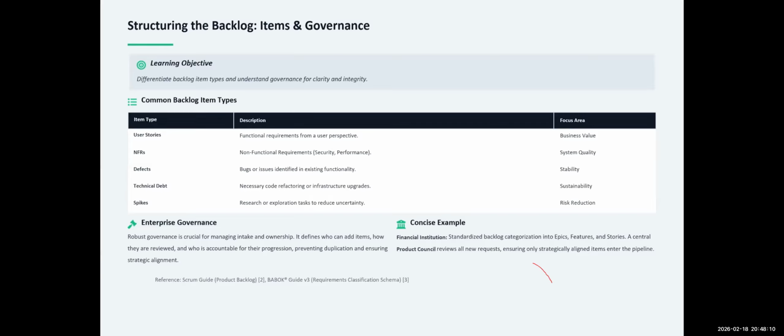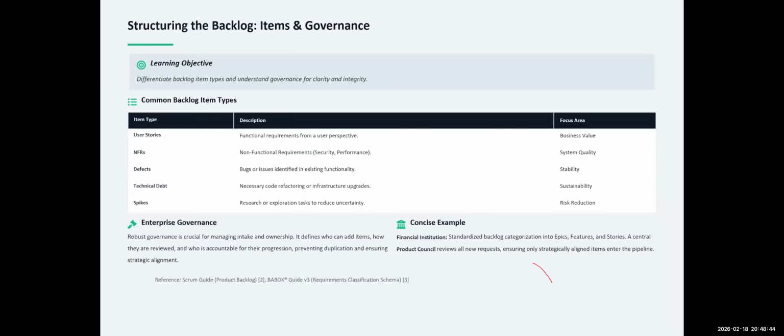Maybe there's some design that was done. It's working fine, but it needs some modification to improve the user journey, or you just need to do some upgrades, right? Then spikes: research or exploration tasks to reduce uncertainty. So these are the items you find in your backlog, right?